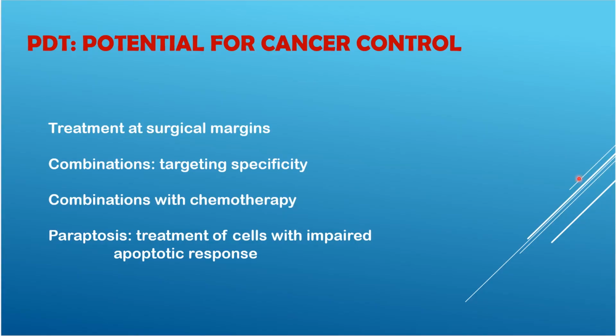The potential for cancer control: we can treat tumor at surgical margins, where surgery does not remove the entire tumor. We have very high specificity for tumor versus adjoining normal tissue. Hassan's group and others are exploring the idea of using PDT in combination with chemotherapy, which I won't touch on here. And we have apoptosis, an additional pathway that can kill cells with an impaired apoptotic response.